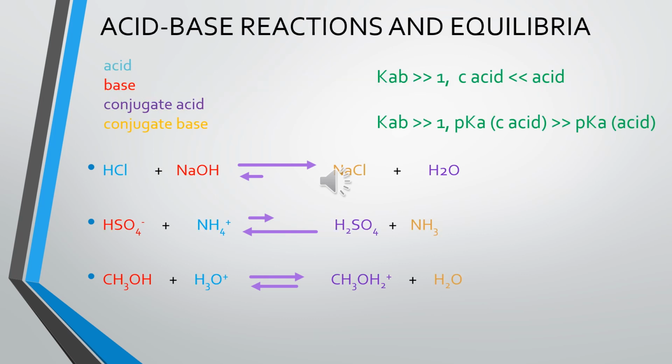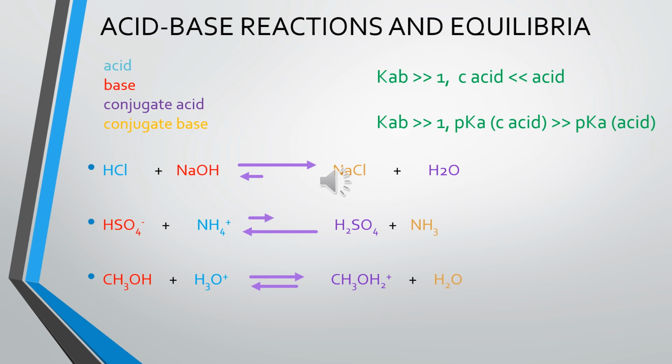So these are the same examples. What I've done here is identify the acid, the base, the conjugate acid, and the conjugate base. Remember, in Bronsted-Lowry acid-base theory, we have conjugate pairs, right? In the first case, for instance, hydrochloric acid is the acid, and water is the conjugate acid of hydrochloric acid, right? Sodium hydroxide is the base.